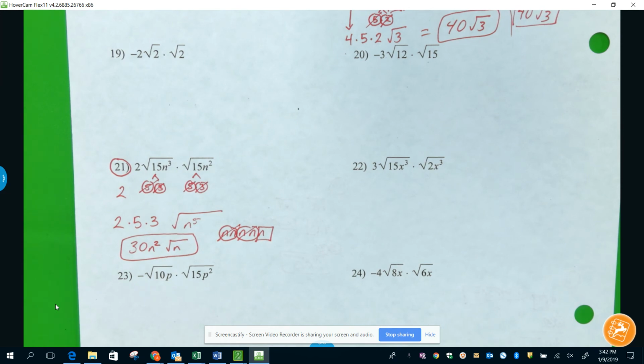And that is how we are simplifying radicals and also multiplying 2 radicals and simplifying as well.